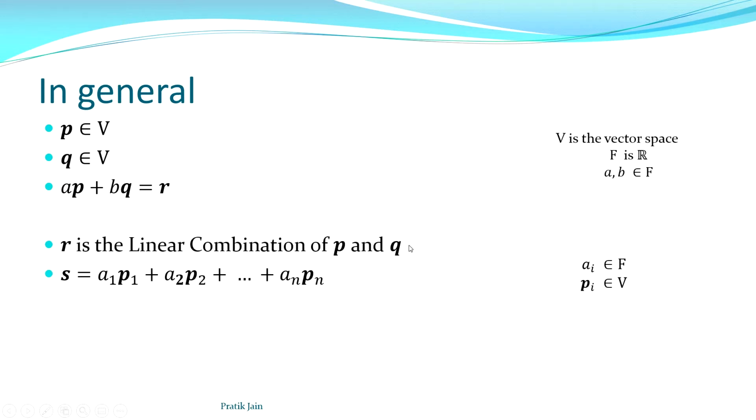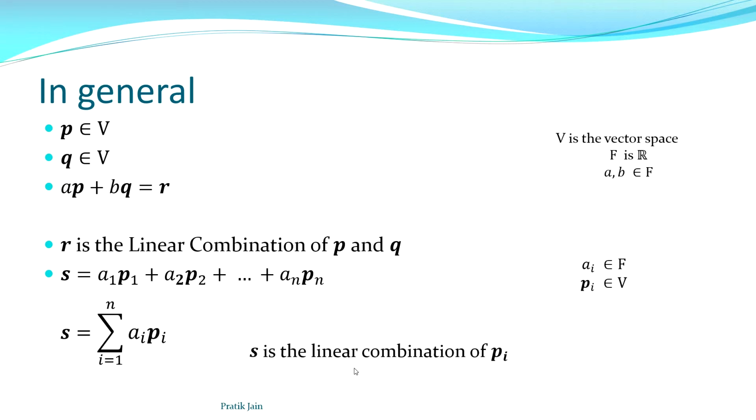Now you can do this for n number of vectors. So you have P1, P2 up till Pn. These are n vectors in the vector space V, and you have n scalars, a1, a2, up to an, all of these scalars coming from the field, and you combine all of them, you get some s. So s is also a linear combination of all the Pi's. You can also write them like this, right? So that was the general form of a linear combination.